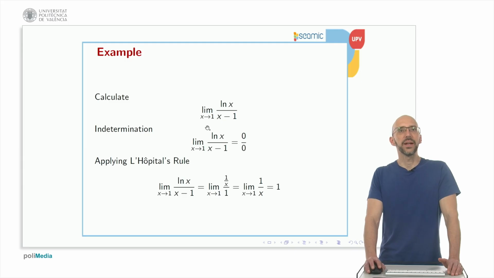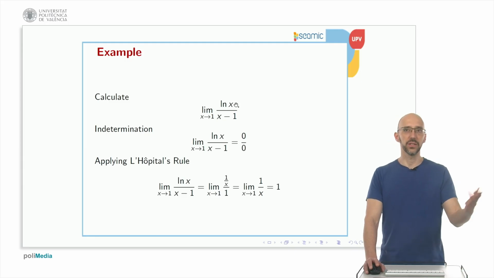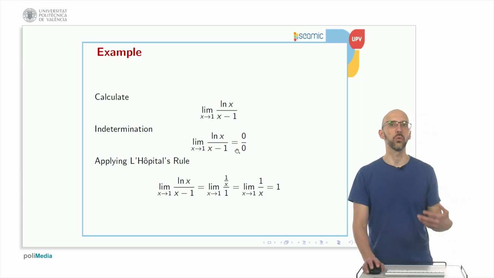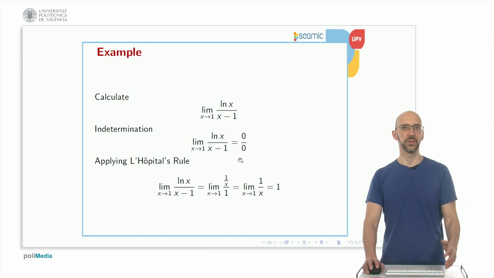This limit, when x approaches 1, is the quotient of the natural logarithm of x and x minus 1 on the denominator. If we replace x by 1, remember that the logarithm of 1 is 0. And 1 minus 1 on the denominator is 0 again. So the indetermination we are dealing with is 0 over 0.